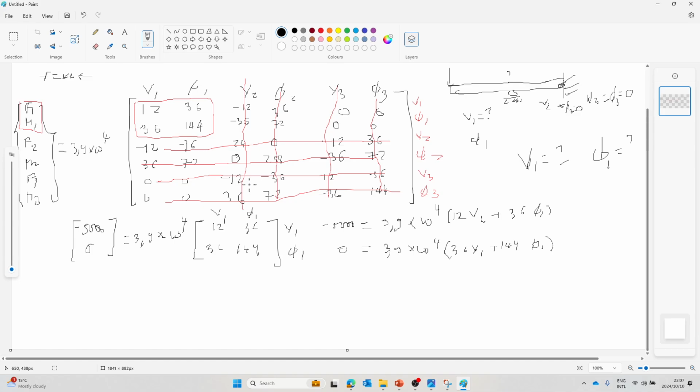What's the difference, guys? The difference now is you're going to solve for each force here. And how do we do that?